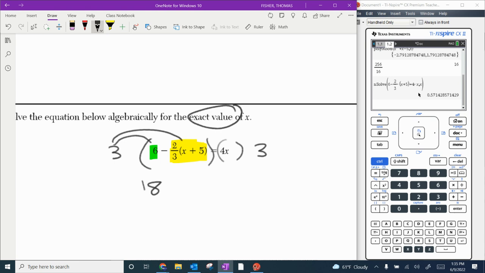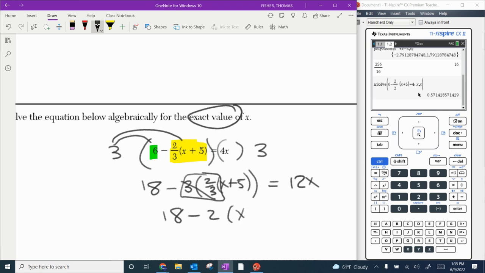But 3 times this whole thing is just a one-time thing. It's not like the 3 goes to the x and to the 5 and to the 2/3. It's that whole thing together. So it's going to be minus 3 times 2/3 (x plus 5), kind of like that, equals 12x. So everything gets multiplied by 3, but it may look different than what you may expect. You don't multiply the 3 into everything, because you just do 3 times 2/3, which is then just 2. So 18 minus 2 times (x plus 5) is 12x.